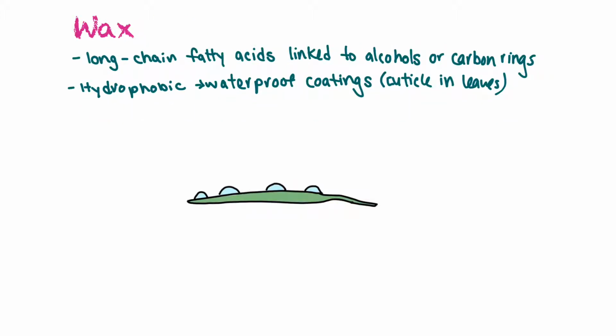Our last type of lipid would be wax. And wax consists of long-chain fatty acids linked to alcohols or carbon rings. And these molecules are hydrophobic, and their job is to create waterproof coatings. So the cuticle found on leaves would create a barrier to keeping water from evaporating from the leaf, so as a protective layer.